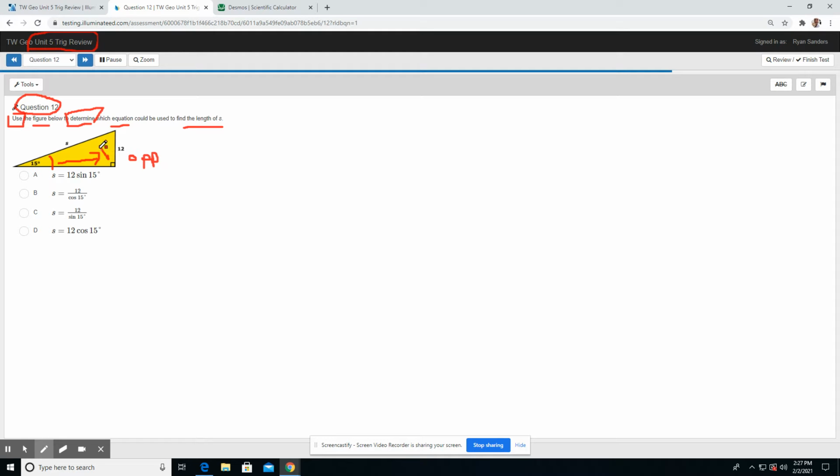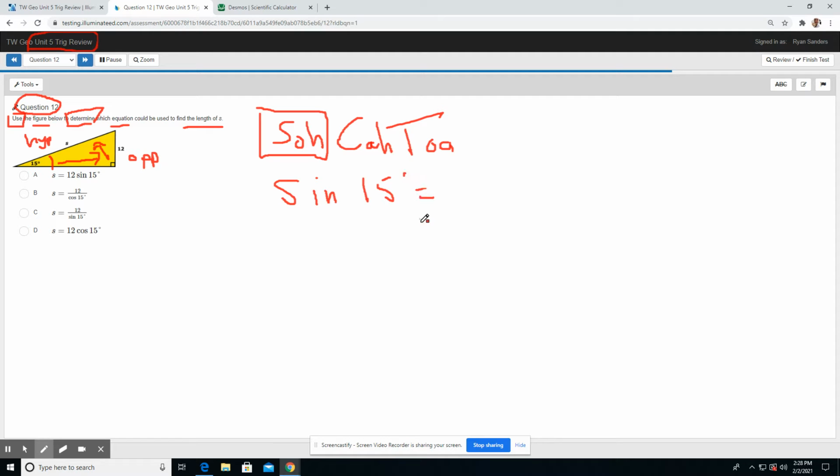The hypotenuse is across from the right angle. And adjacent has no merit on this one. Okay, so SOHCAHTOA, and we're looking at opposite and hypotenuse. Sine of 15 degrees is equal to opposite over hypotenuse. The opposite is 12. The hypotenuse is S, they're calling it.